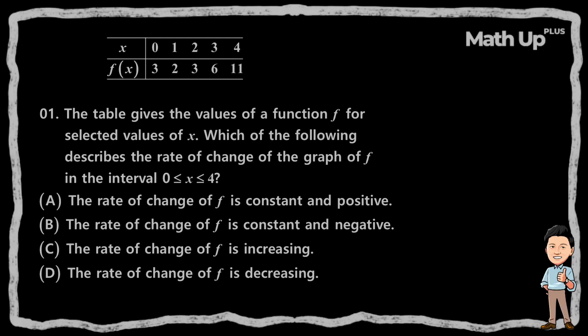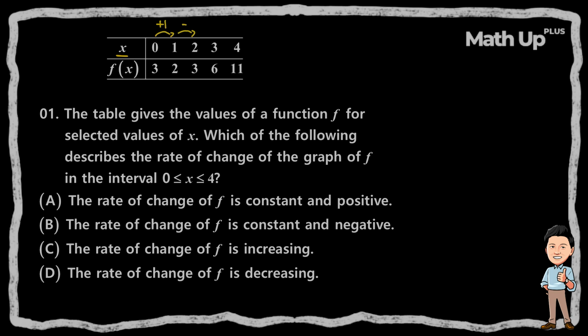Question number 1. The table gives the values of a function f for selected values of x. Which of the following describes the rate of change of the graph of f in the interval from 0 to 4? Okay, if we look at the value of x, it increases by 1, right?